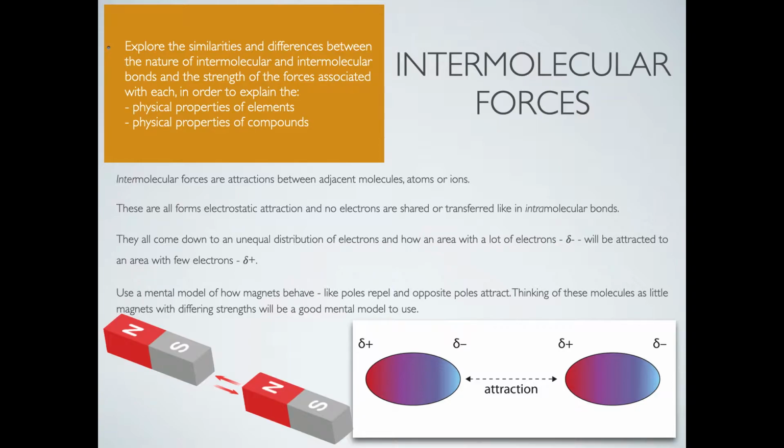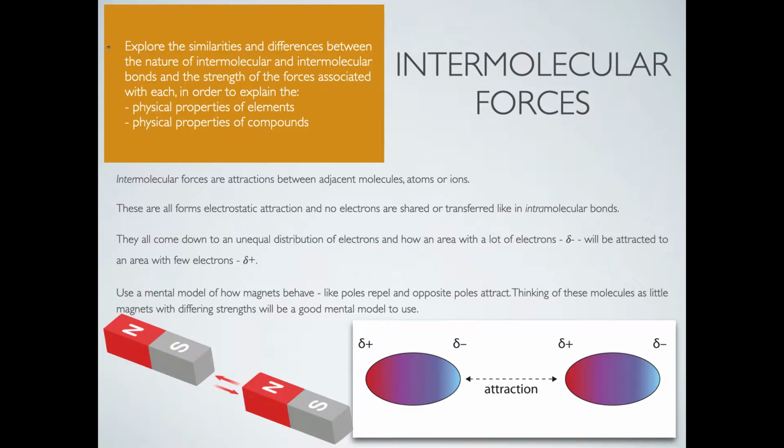But the main thing we talk about is attractions between two adjacent molecules, atoms, or ions. Okay, they're all forms of electrostatic attraction or repulsion, just like everything in chemistry nearly. But here we're not sharing electrons or transferring electrons like intramolecular bonds, okay? These are not about transfer of electrons or sharing electrons. These are just using the model of little magnets.